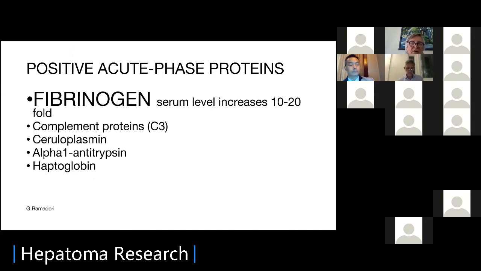Other positive acute phase proteins include fibrinogen, which is one of the most prominent, and the serum level of fibrinogen increases up to 20-fold. Other positive acute phase proteins are complement, ceruloplasmin, alpha 1 antitrypsin, haptoglobin, and more others. Next slide.